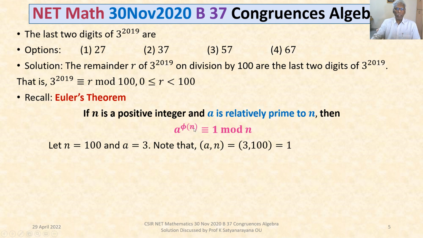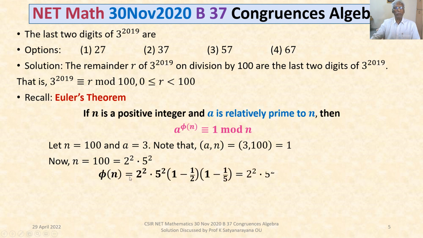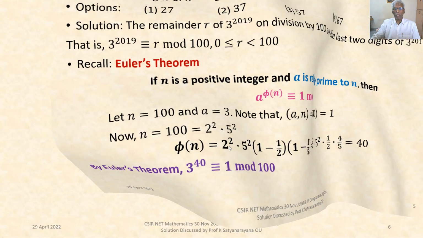To find phi of n, the Euler's phi function of n equal to 100, write down the prime factorization of 100. n is equal to 100 is equal to 2 square into 5 square, that is the prime factorization. Then phi of n is equal to n, that is 2 square into 5 square, into 1 minus 1 by 2 into 1 minus 1 by 5. On simplification, we get 40. Therefore, by Euler's theorem, 3 power phi of n, that is 40, is congruent to 1 mod 100. We continue in the next slide.